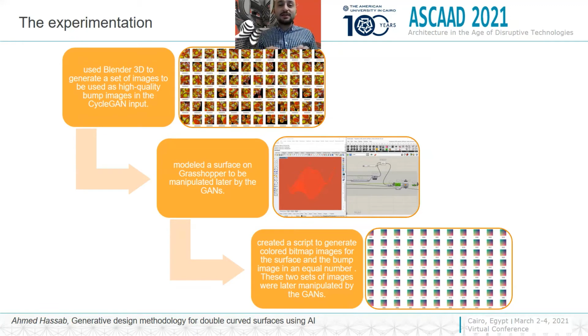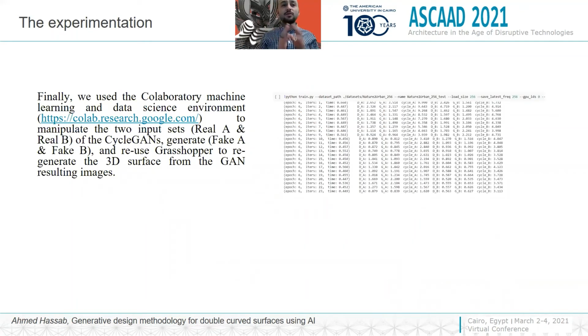And thirdly, we created a script to generate color bitmap images for the surface and the bump image in equal. And those two sets of images were later on manipulated by GANs. Finally, we use Colaboratory, a machine learning and data science environment, colab.research.google.com, to manipulate the two input sets, real A and real B, of cycle GANs and generate fake A and fake B, and reuse Grasshopper to regenerate the 3D surface from the GAN resulting images, as we can see the number of generated epochs.